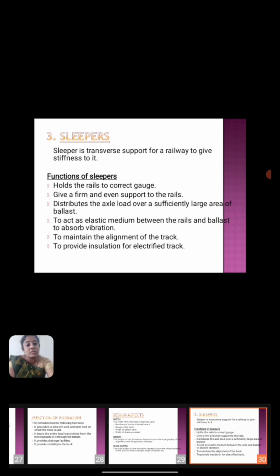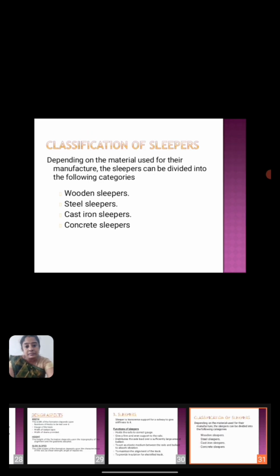So it distributes the loads evenly over the sleeper area, and the sleeper acts as an elastic medium, because a huge amount of heavy vertical load is coming from the train. That entire load area is evenly transmitted to the sleeper surface, and then it maintains the alignment of the track. It holds the alignment, and also it provides insulation for electrified tracks. Classification of sleepers. Sleepers are classified into wooden sleepers, steel sleepers, cast iron sleepers, and concrete sleepers.